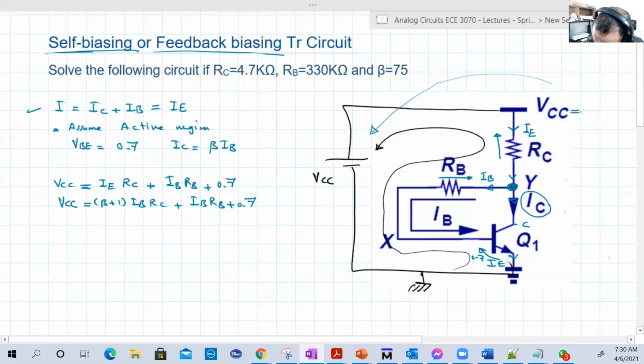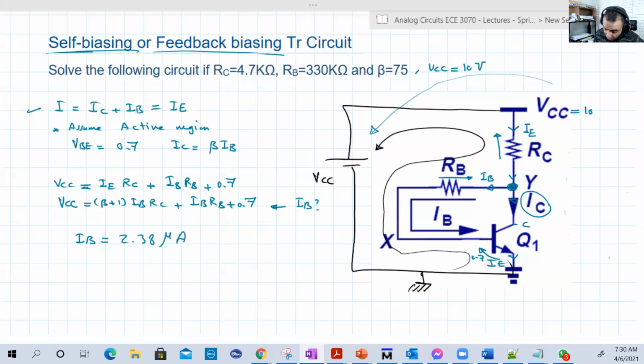VCC is 10 volt. I forgot to put that in, so VCC here is 10 volt. Okay, if you look at that equation here, there is only one unknown. This unknown is basically IB. Everything else is known. So IB from that equation would be equal to 2.38 microamps.